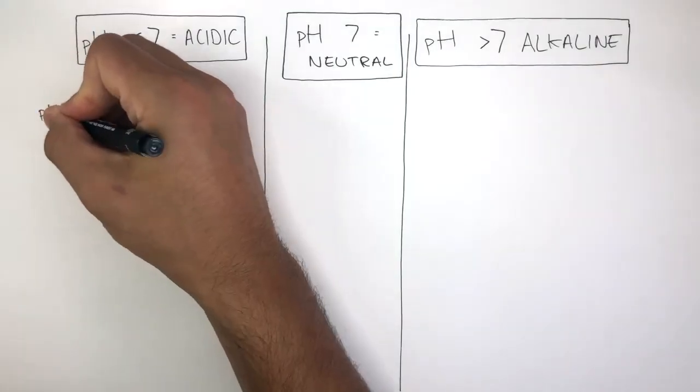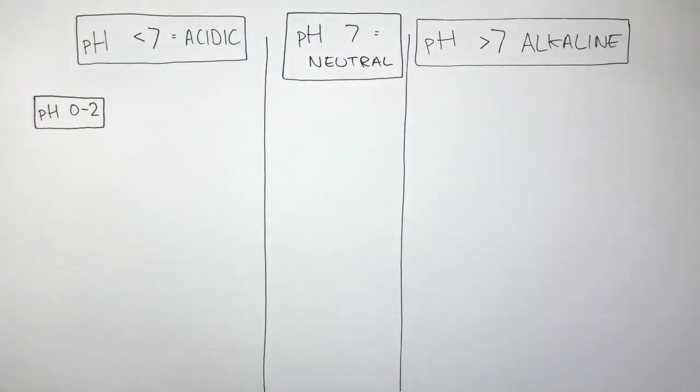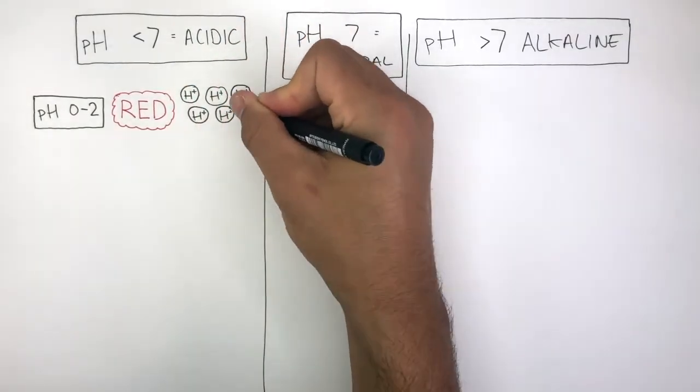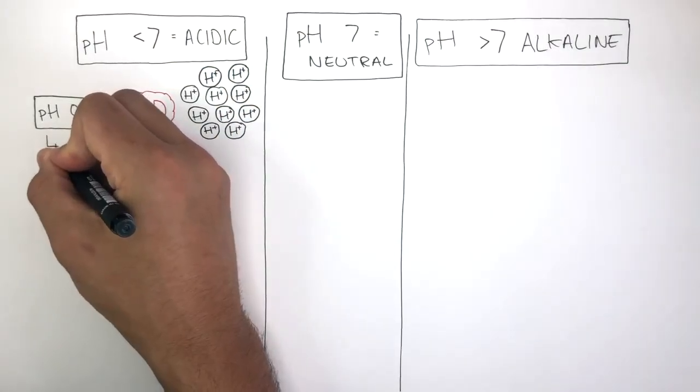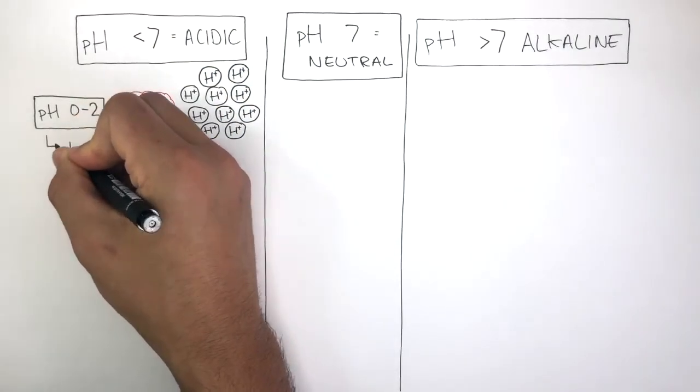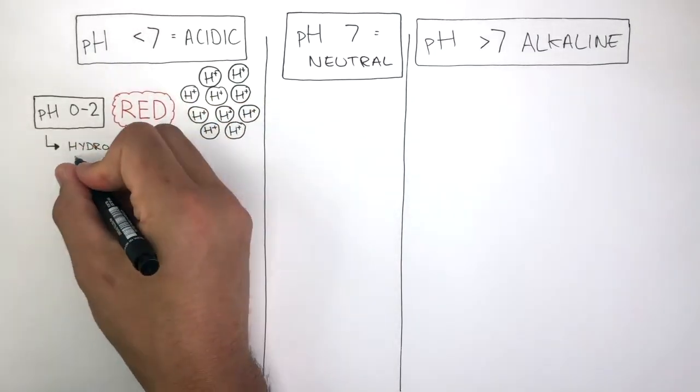If the pH is between 0 and 2, the universal indicator solution will be red, and the pH will be very low due to there being many hydrogen ions in the solution. Examples of acids with low pHs between 0 and 2 are hydrochloric acid and sulfuric acid.